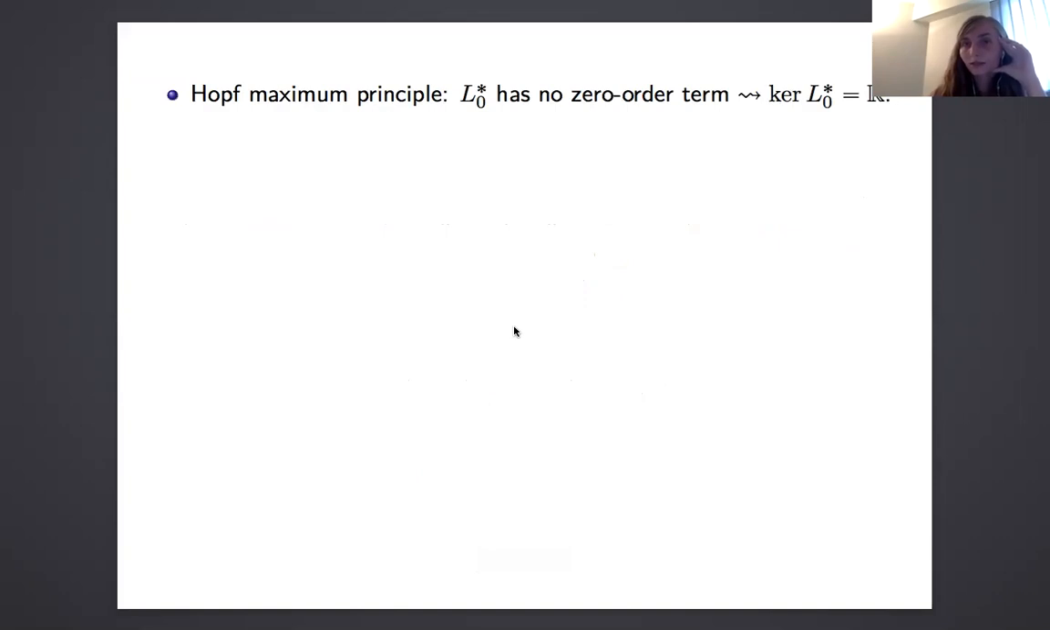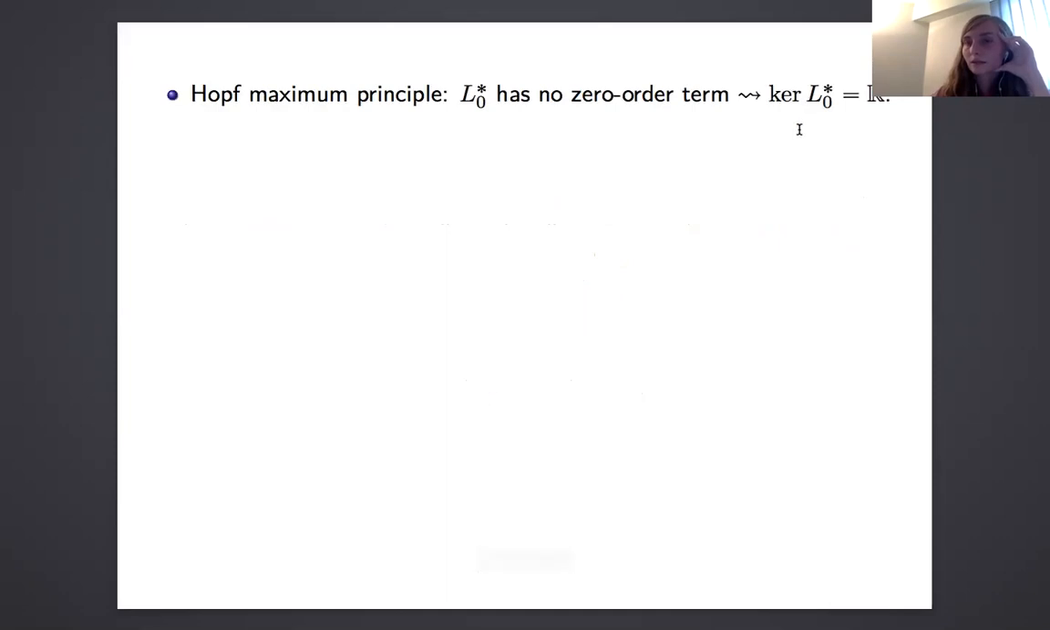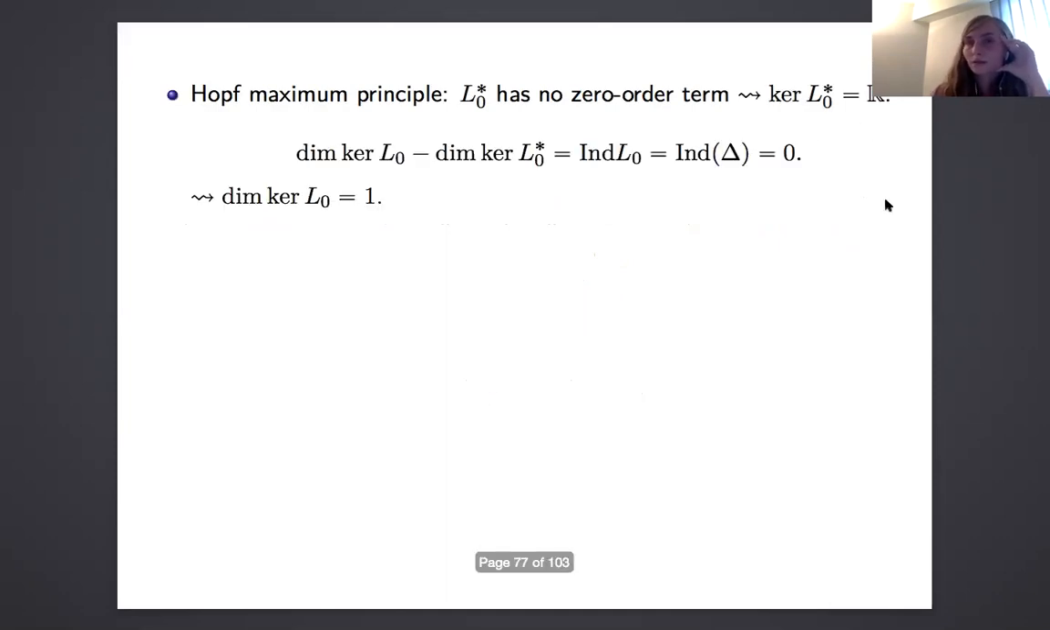And we first know the following thing. By the Hopf maximum principle, since L0 has no zero order term, its kernel is only given by the constants. Then the second remark tells us that the kernel of L0 star also has dimension 1, because the kernel of L0 has dimension 1.